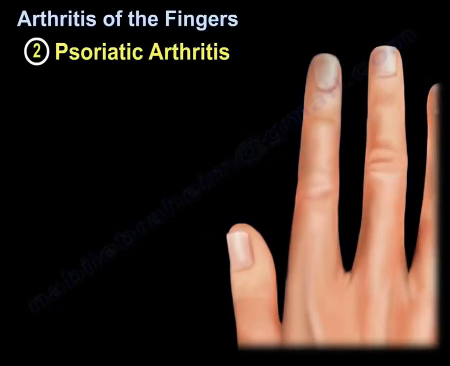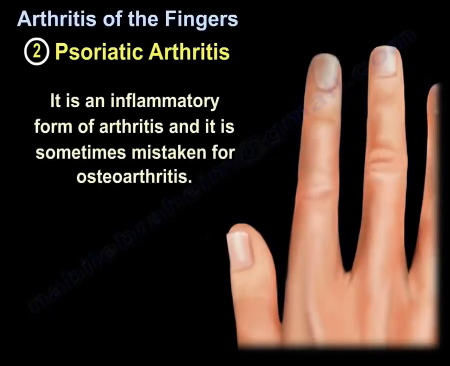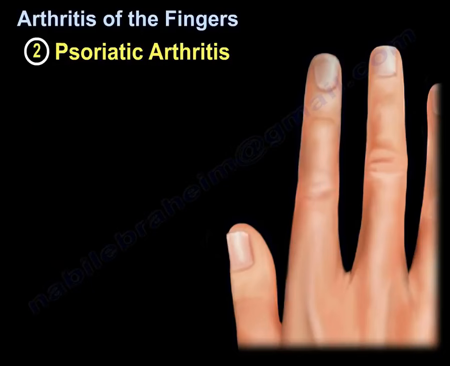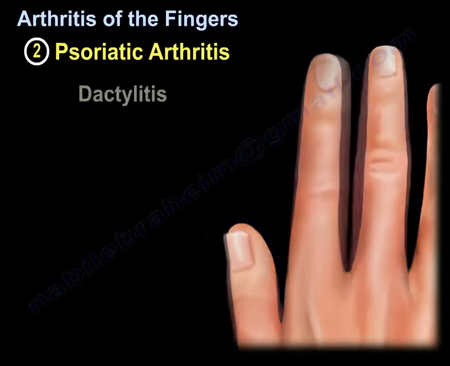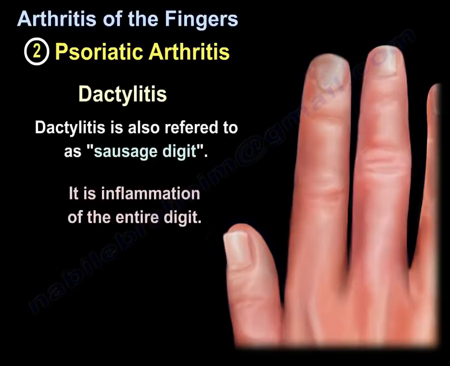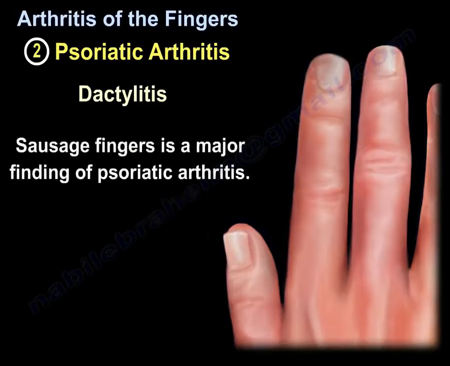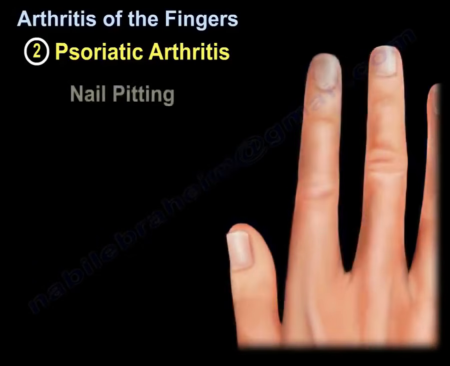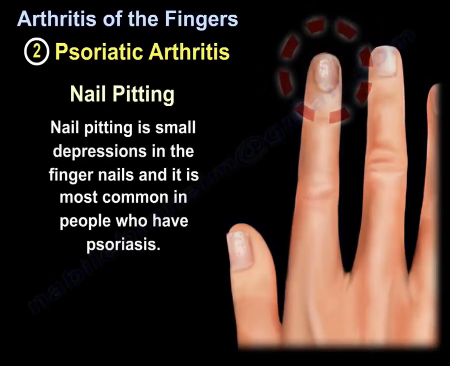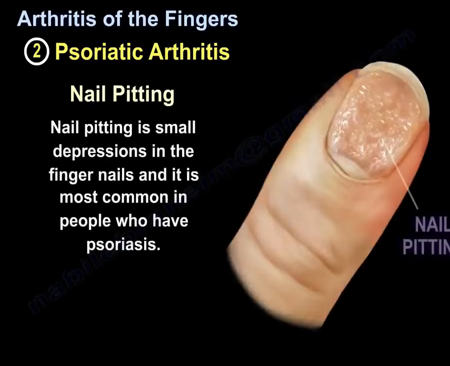Then the second one, psoriatic arthritis. It is an inflammatory form of arthritis. Sometimes it may be mistaken for osteoarthritis. Psoriatic arthritis will include dactylitis. It's referred to as a sausage digit, inflammation of the entire digit. The sausage finger is a major finding of psoriatic arthritis. Nail pitting. Nail pitting is small depressions in the fingernails, and it is most common in people who have psoriasis.